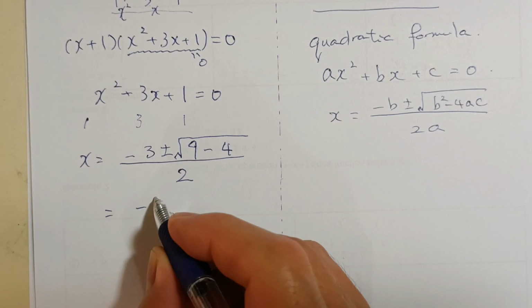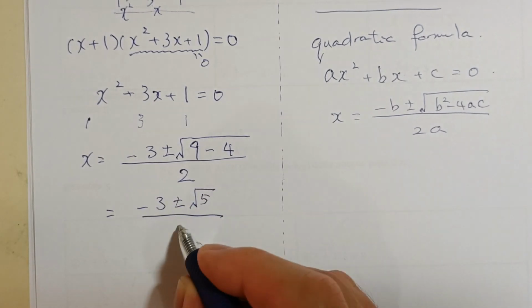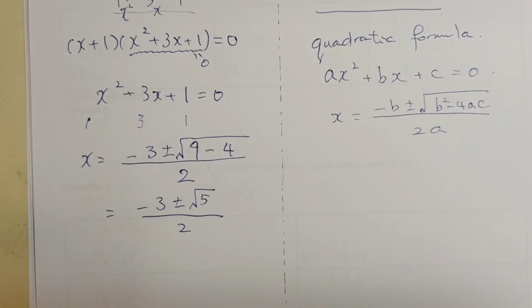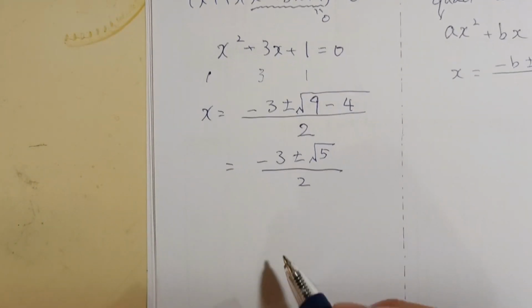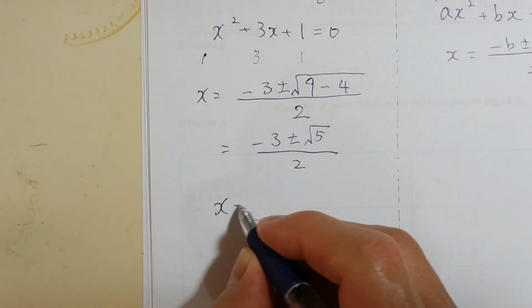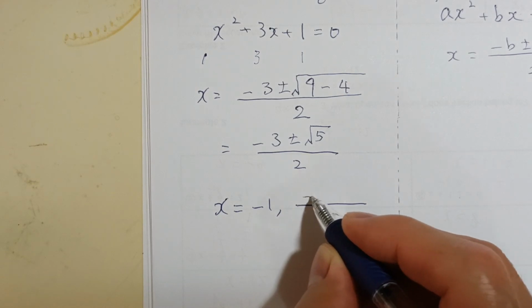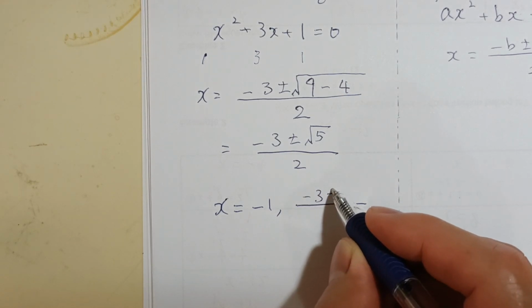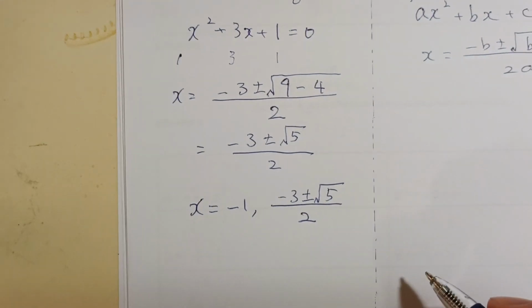So the answer is going to be like this. So all the solutions for this equation are x equals -1 and negative 3 plus minus square root 5 over 2. Alright, this is the answer. Done.